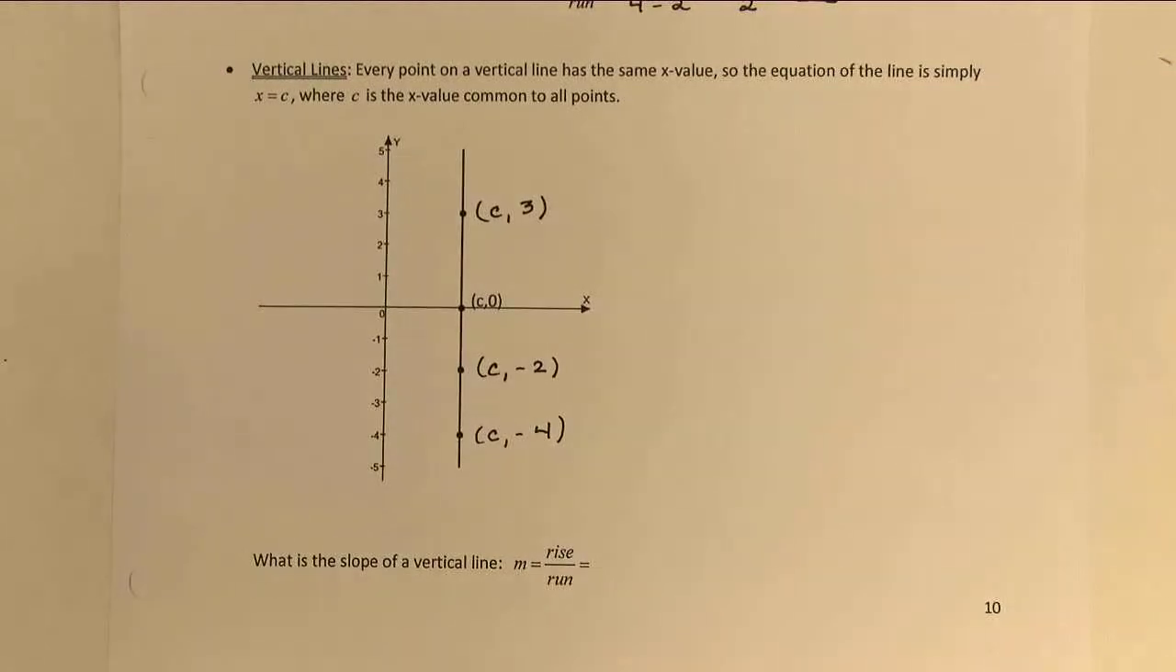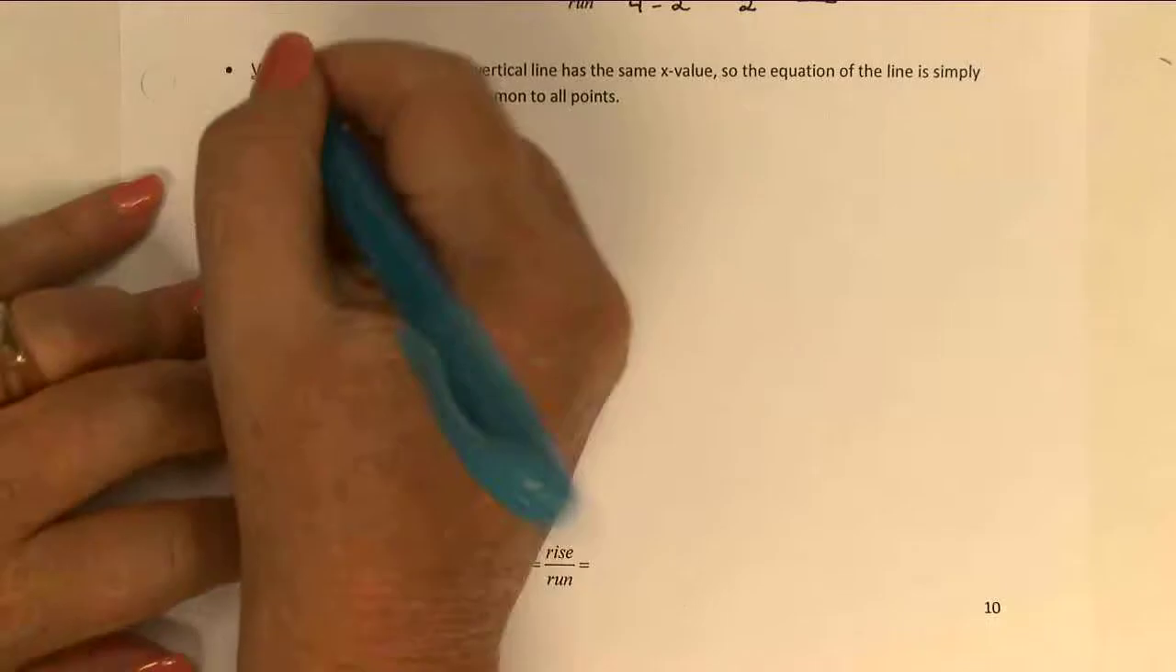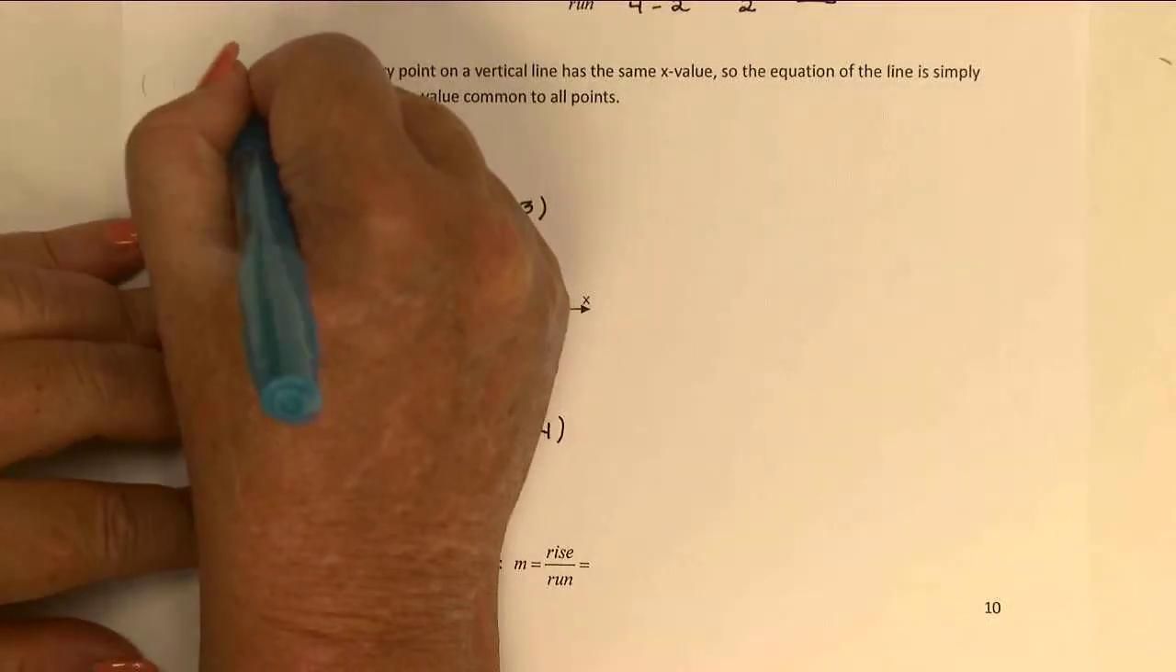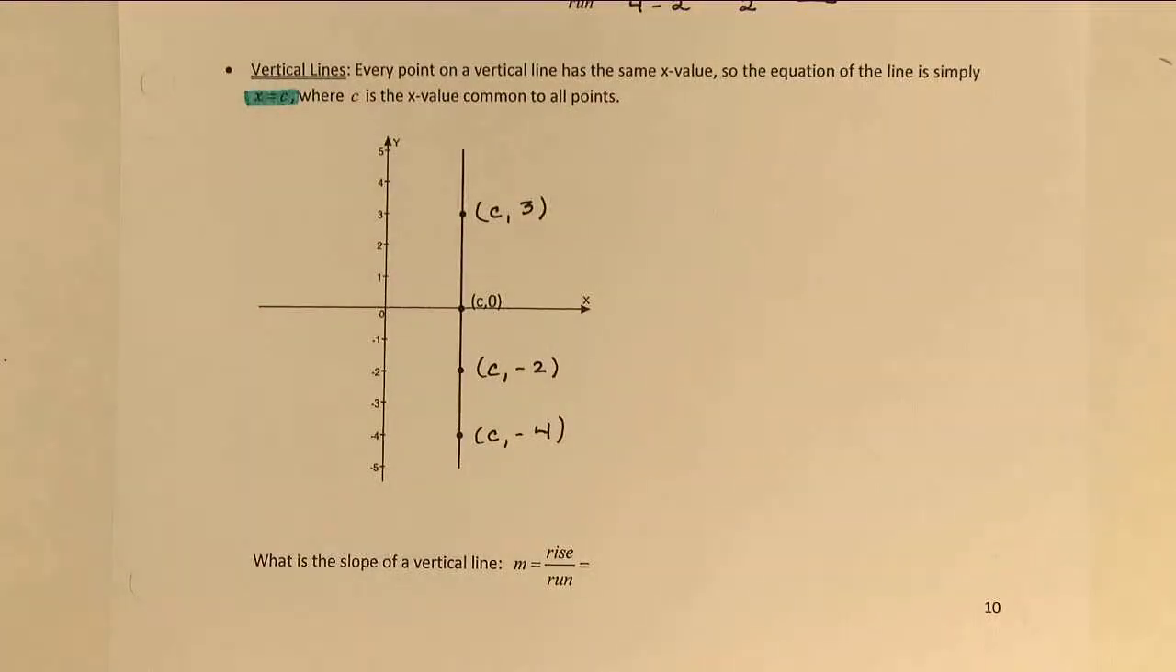Because all of the x values remain the same for the entire line, it would make sense that the equation of the line is just going to be x equals a constant, x equals c. This one's a little bit more difficult to predict algebraically based on our y equals mx plus b equation because it doesn't really fit that. Here's the reason we can't use that equation.